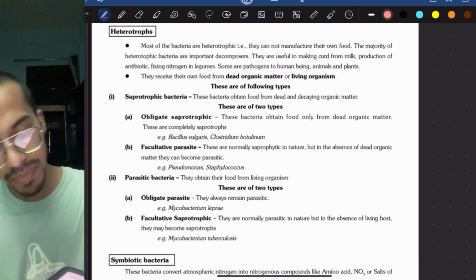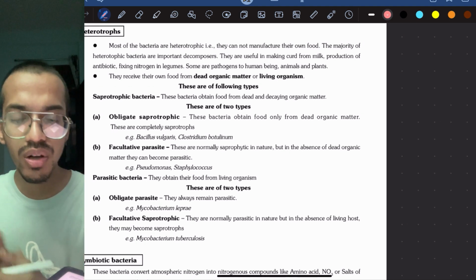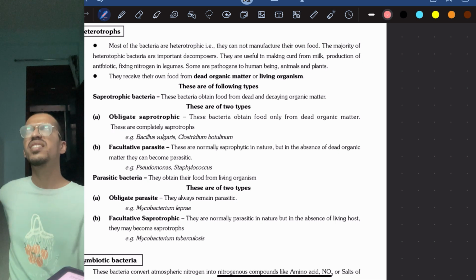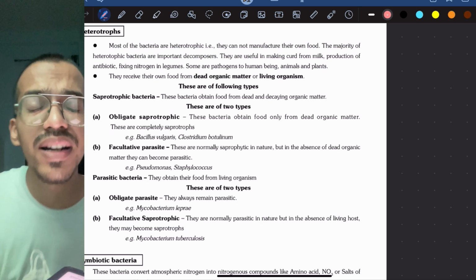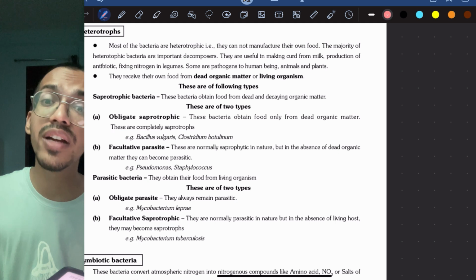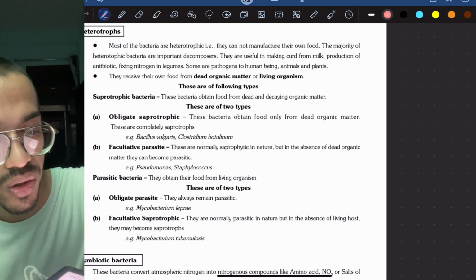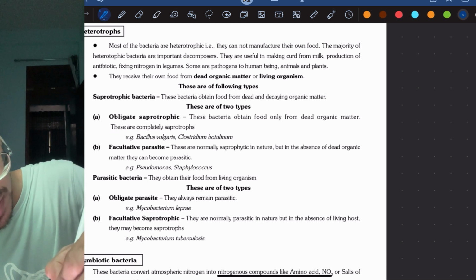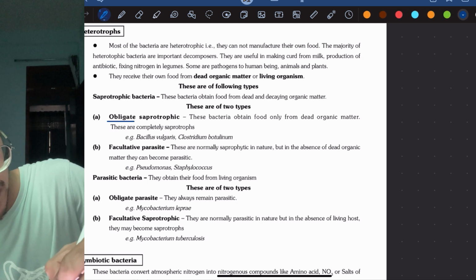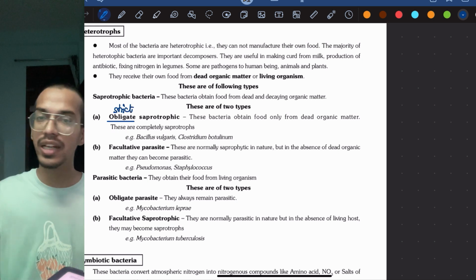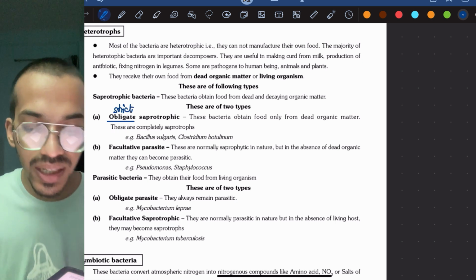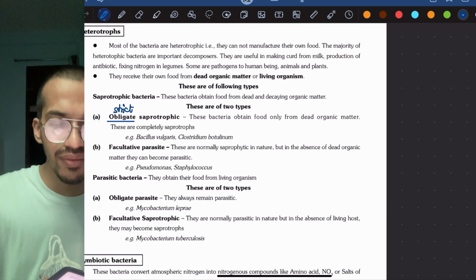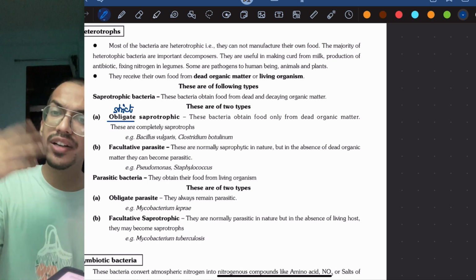Next is heterotrophs. In heterotrophs, they could be parasitic or saprophytic. Here you have to remember two words: obligatory and facultative. Obligatory means strictly. So they are strict saprophytes, meaning they can't survive if they do not get dead decaying organisms. Facultative means they are saprophytic in nature, but if they do not get that, they can survive with the help of other organisms, meaning they can turn into parasitic.